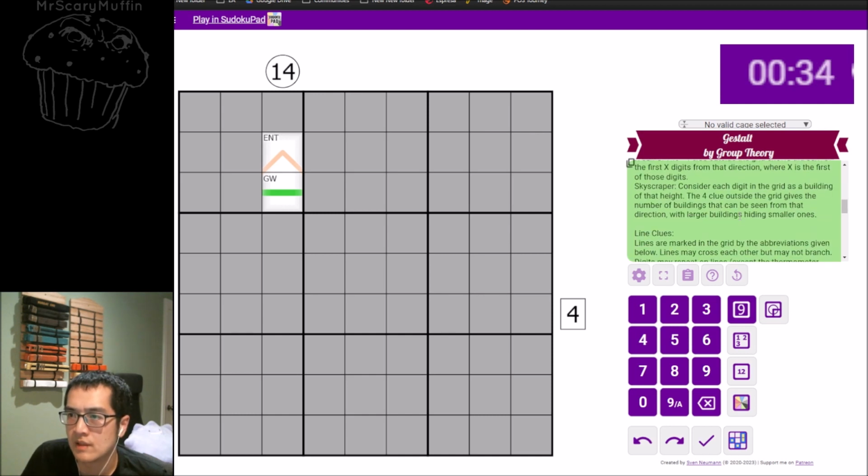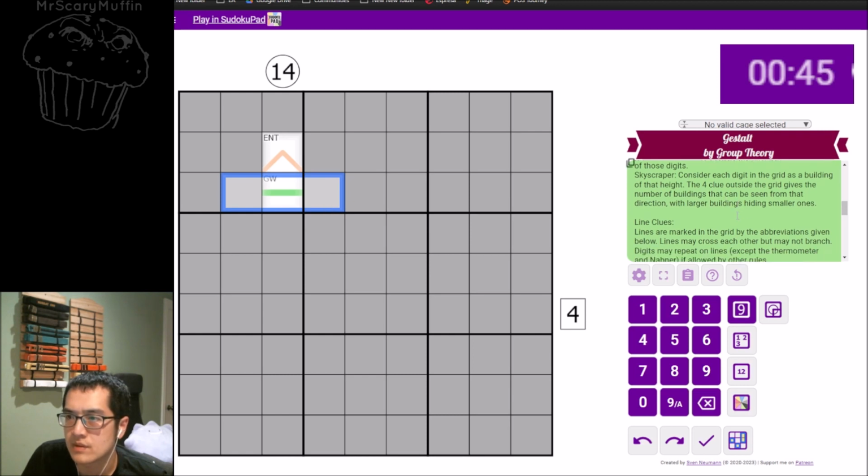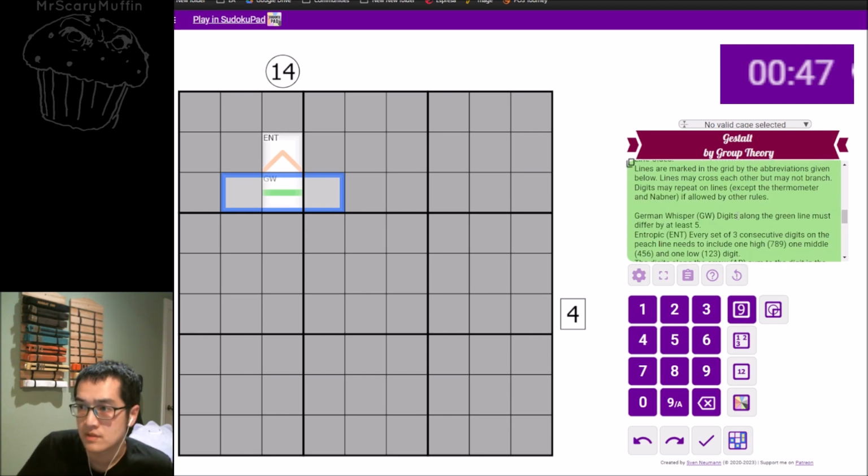Alright, so the entropy line is interesting, right? Because this entropy line touches the German whisper line. That's interesting to me. Entropy means you need a high, middle, and low digit. So that means these two are different on the entropy, but they are the same polarity on the German whisper. They're different, but same.